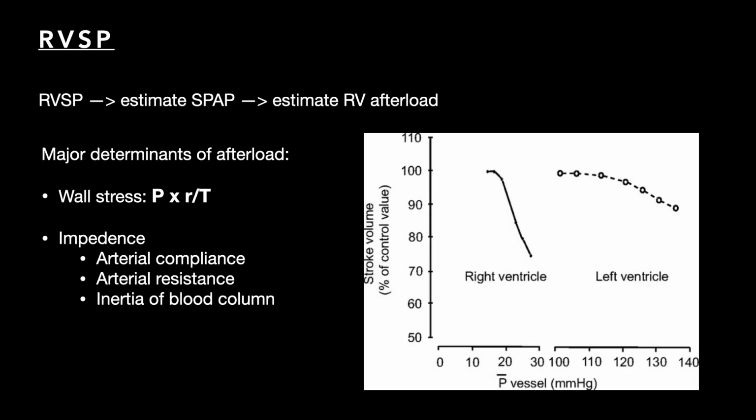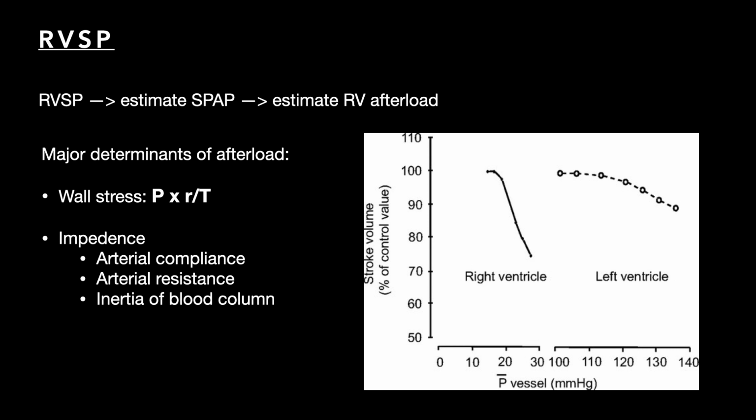I think it's just important to have a think about what we're actually measuring when we measure RVSP. So if it's elevated, what's the relevance and importance of that? So we're using RVSP to estimate systolic pulmonary artery pressure, which is an estimation of RV afterload. And that's what we're really interested in. And afterload can be conceptualized as the resistance to ventricular ejection, or the load that the heart must eject blood against. And its major determinants are firstly wall stress and also impedance.